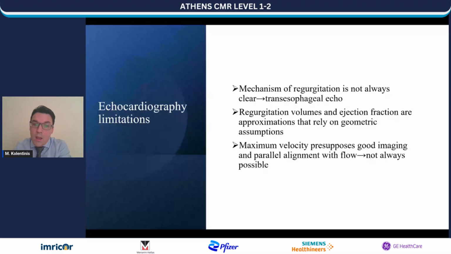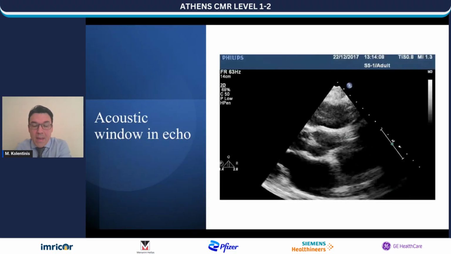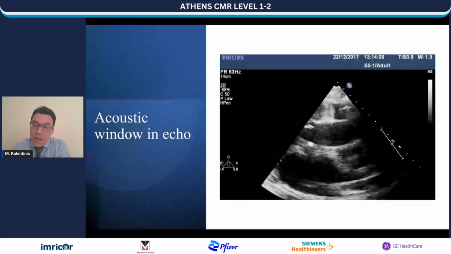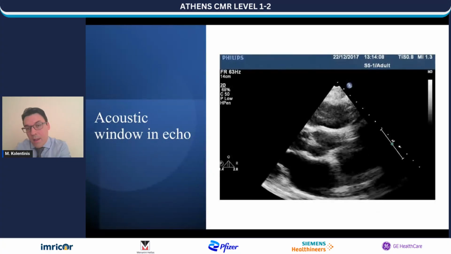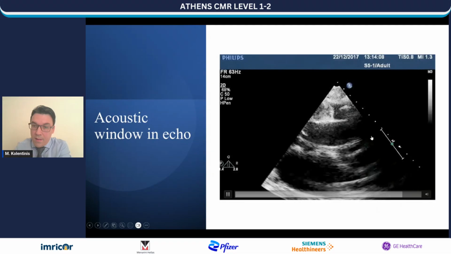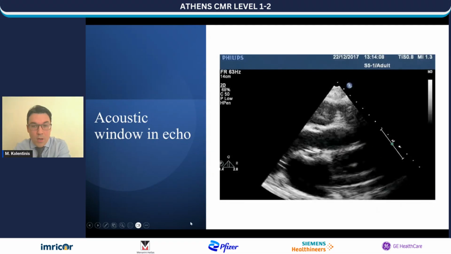And of course, when we try to measure maximum velocity, which is the main technique that we use to decide about a possible surgery, we have to have good imaging and parallel alignment with the flow, which of course is not always possible. But the biggest limitation of echo is the acoustic window. You can see this patient has thickened aortic valve cusps, and of course there are some artifacts in there, as you can see. So it's not always optimal.